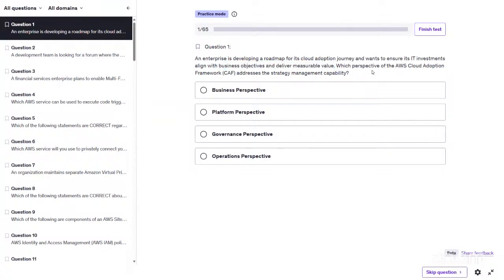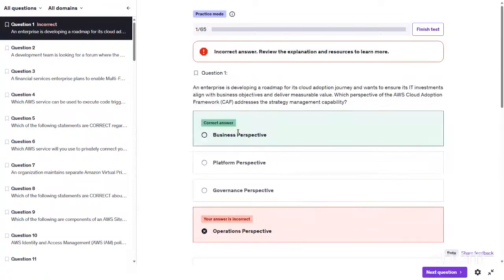So this is one I told you guys to read up on. There are different perspectives. There's operations, there's governance, there's platform, and there's business. So the correct answer here, I'm not really sure to be honest, because the Cloud Adoption Framework is one of those that are really strange. So let's see the ones we can eliminate. Strategy management seems to be an operations thing, or a business thing. So it's between business and operations, in my opinion. Let's go with operations and see if we're wrong. Yeah, it's between business and operations.